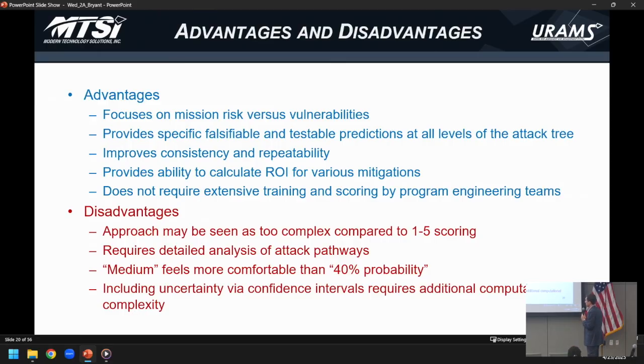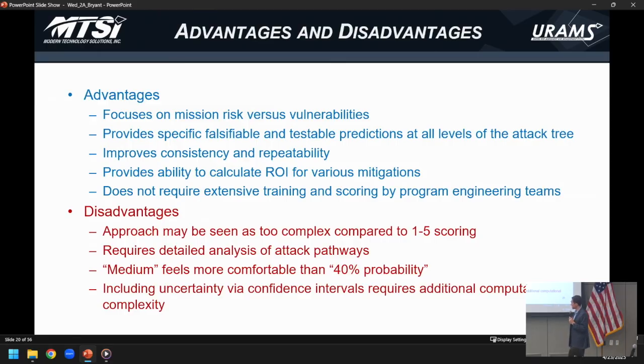This does provide the ability to calculate return on investment for various mitigations. So you can look at your attack tree and say, okay, if I do this thing, here's how it changes, and therefore my overall risk changes this much. I can compare that to this other thing that I might do, and I can figure out what I would prefer to do. I will say from a practical perspective, from somebody who's done a bunch of these types of risk assessments in the past, this also largely gets you out from going to the program engineers and trying to get them to give you all the probabilities. They really hate that. It takes a lot of training and a lot of patience, and you usually don't get enough time with them. This lets you kind of avoid that.